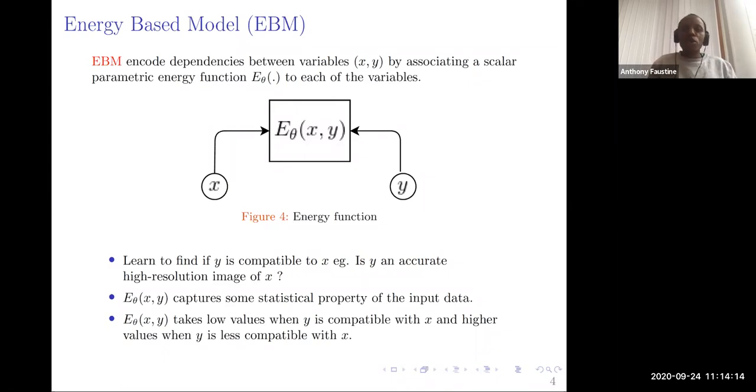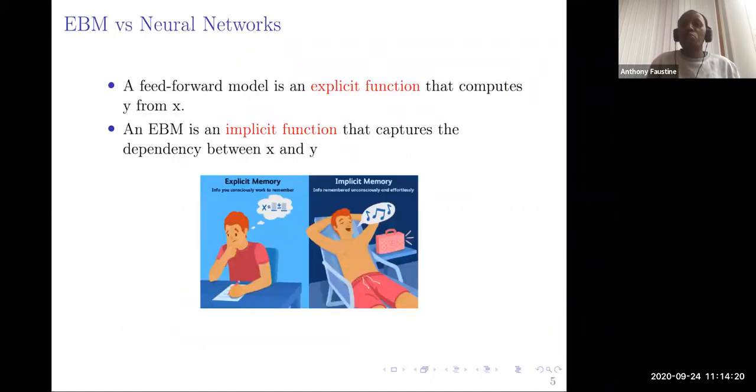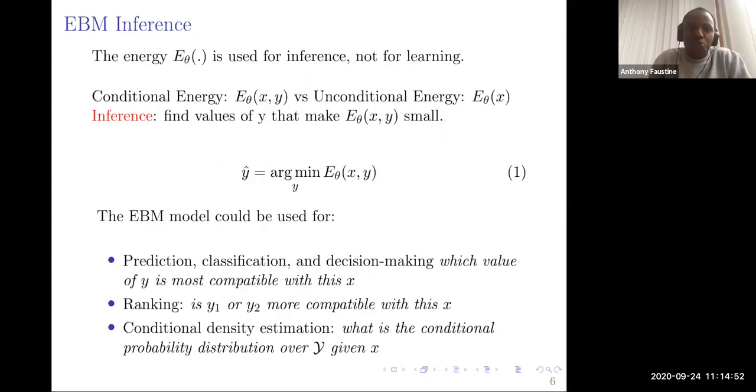So basically, if you compare an energy-based model and a deep neural network, we say that the energy-based model is an implicit function which mainly focuses on capturing the dependence between X and Y, while a deep neural network is an explicit function which only computes Y from X. And this is the main difference. It means that, because you encode the dependence between variables rather than just inferring Y from X, this adds more advantage in the learning approach of the energy-based model. So the energy function, which encodes the relationship between X and Y, is used for inference.